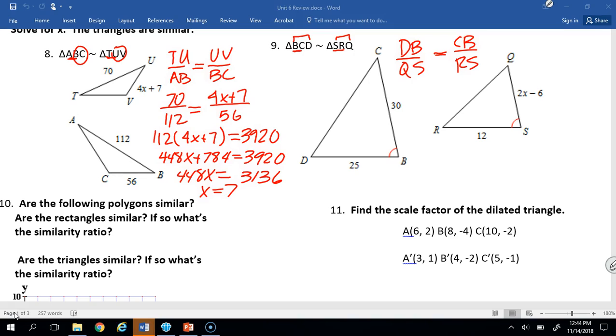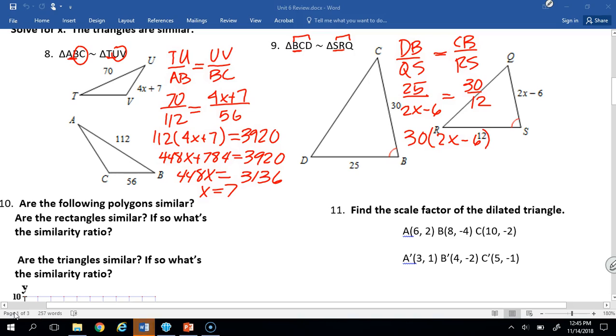Now we're going to throw some numbers in here. So now we have 25 over 2x minus 6, and that's equal to 30 over 12. Going to cross multiply here. So that's going to be 30 times 2x minus 6, and that's equal to 25 times 12. So that's going to be 300. Wait, this is 300 over here, sorry.